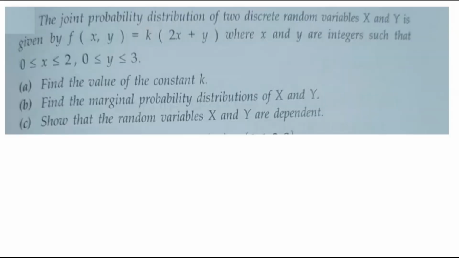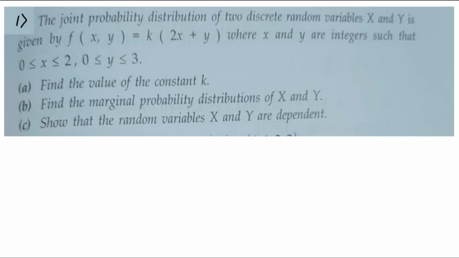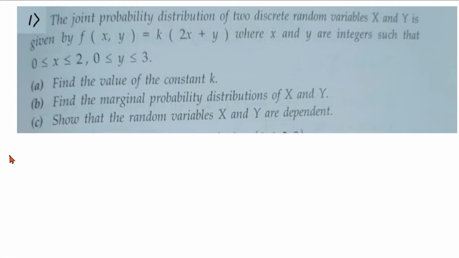Right, the next question: the joint probability distribution of two discrete random variables x and y is given by this function, where x and y are integers such that x ranges between 0 to 2 and y between 0 to 3. Find the value of the constant k. Find the marginal probability distribution of x and y. Show that the random variables x and y are dependent. So let's start the solution.